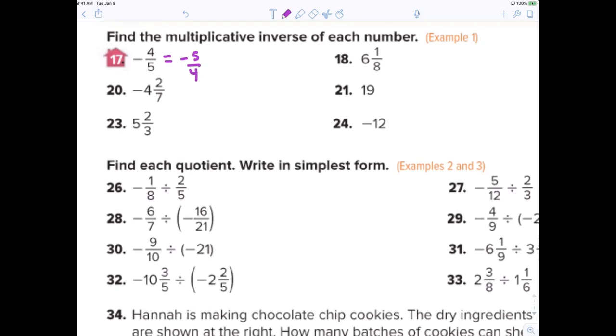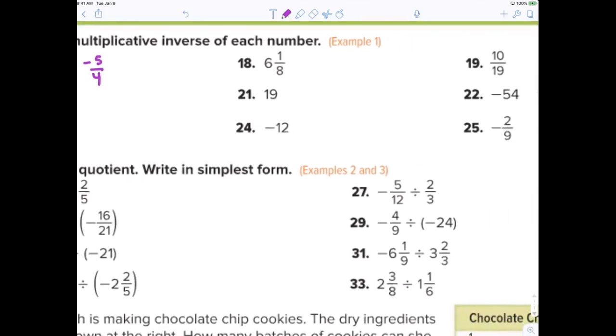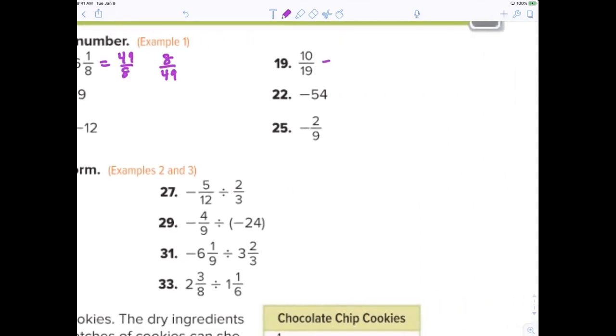Next, first I want you to tell me what it is. So what it really is, it's 49 over 8. Yes, 49 over 8. And then the reciprocal, 8 over 49. Yes, 8 over 49. Beautiful. All right, yes, sir, Mr. Strickland, 19 over 10. Yes, beautiful. 19 over 10.